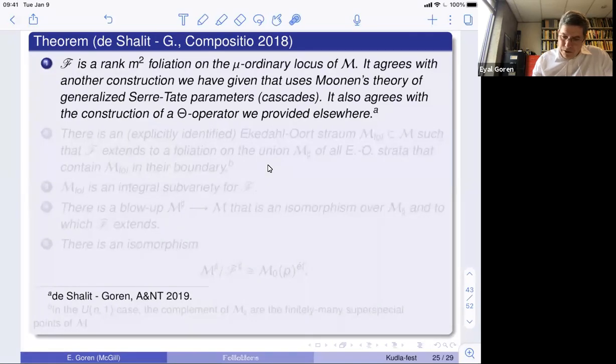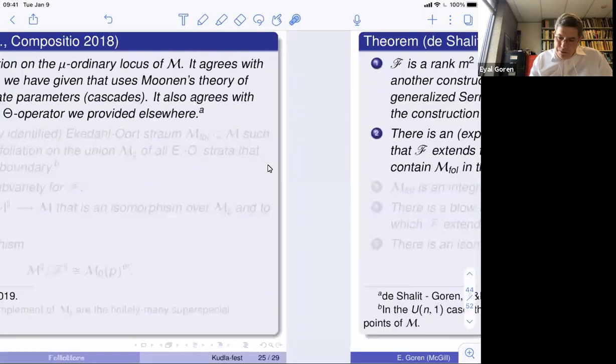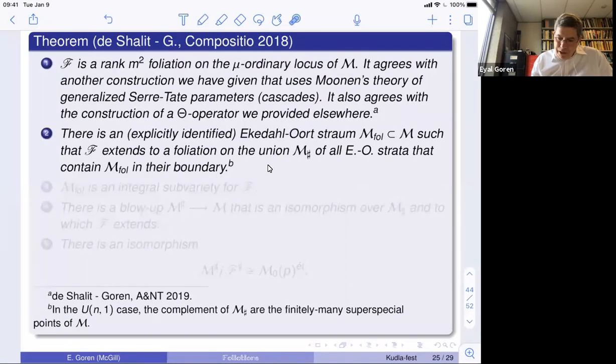So what we constructed, the theorem is that it's a foliation. And it agrees with the deformation theory of ordinary objects, which is coming from Moonen's theory of generalized Serre-Tate parameters. It also agrees with a theta operator on Picard modular forms. We have some information about integral subvarieties. There is a particular Ekedahl-Oort stratum that we can describe very precisely.